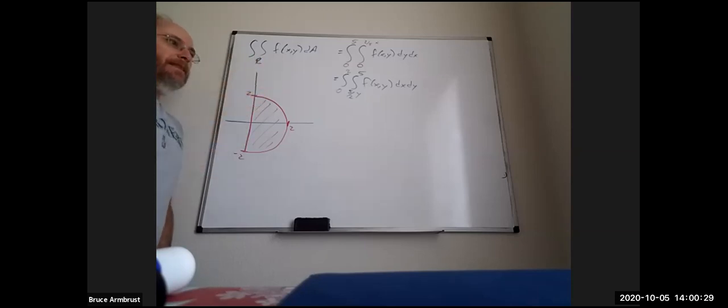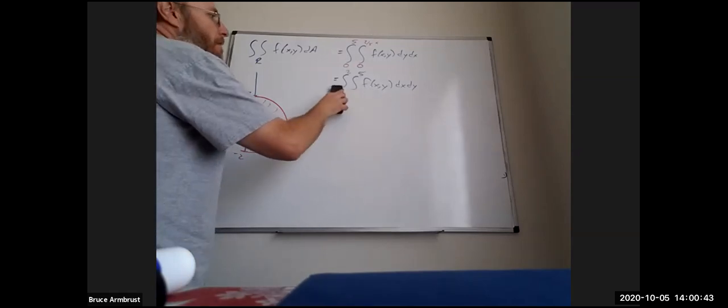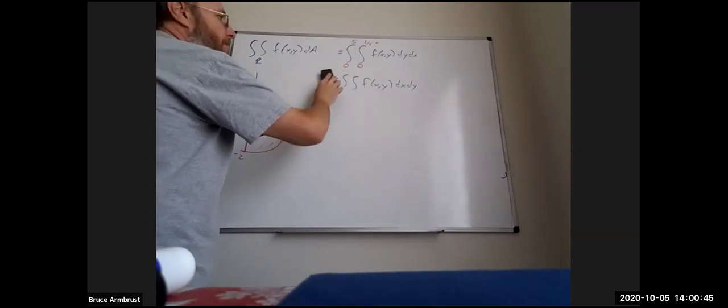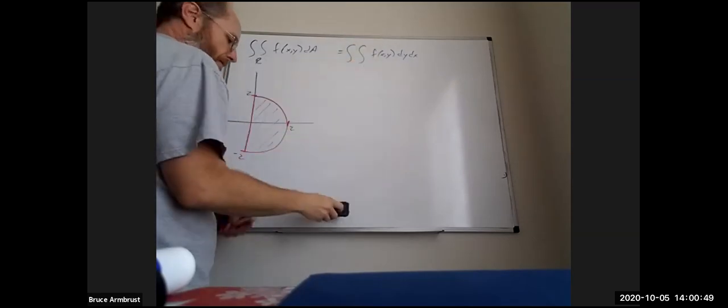But we're going to do the same thing. We're going to set this up so that we're integrating once as a dy dx, the other as a dx dy. All right, well, I can pretty much recycle all of this. I think I might need a little more space though, so let's do this.